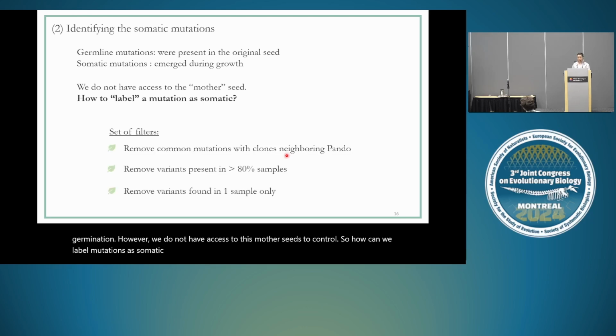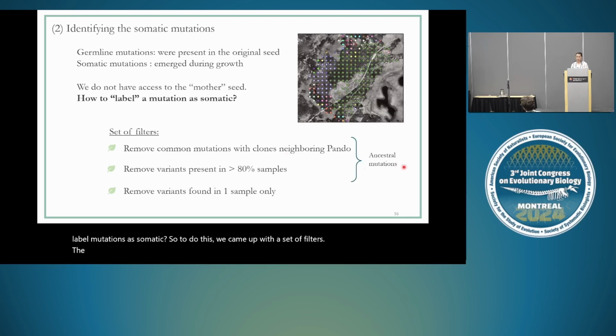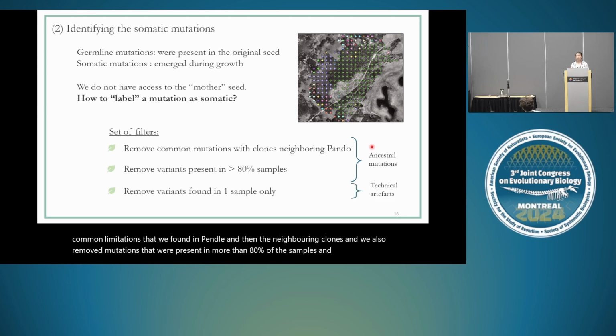To do this, we came up with a set of filters. The first set of filters is to delete the ancestral mutations, so the ones that would be shared between every ramet within the clone. So we removed the common mutations that we found in Pando and the neighboring clones. And we also removed mutations that were present in more than 80% of the samples. And then to get rid of some of the technical artifacts, we removed variants that were found in a single sample.